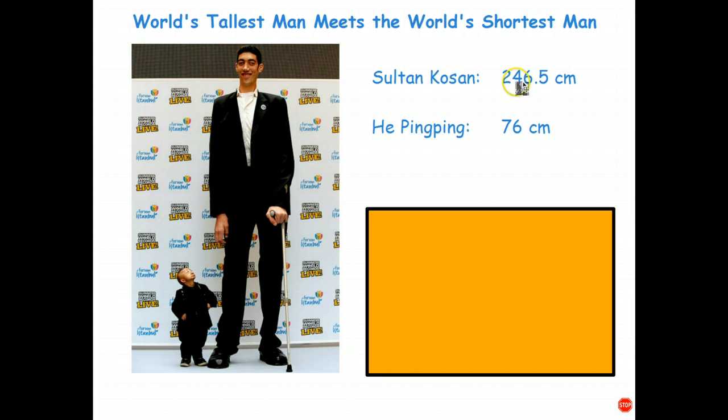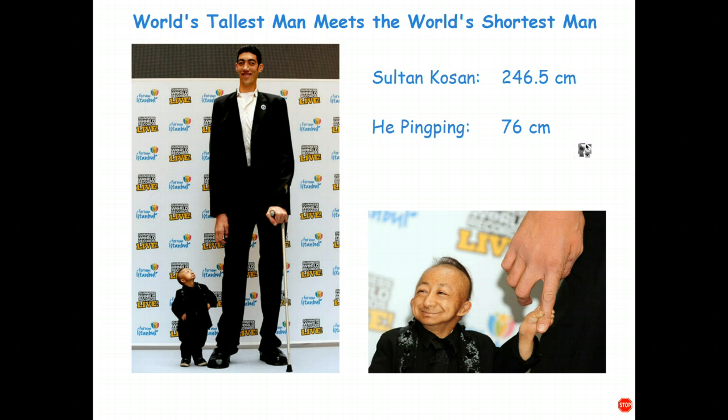His height is 246.5 centimeters, so that's incredibly tall. And here's the world's shortest man at just 76 centimeters. And to finish off, here's a little picture just showing the relative sizes of their hands. So it's quite amazing the variation we have in the size of humans.